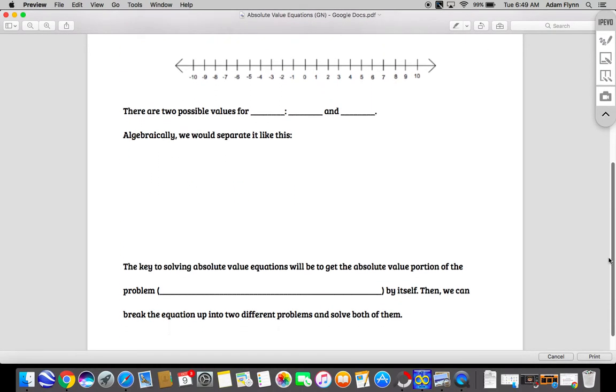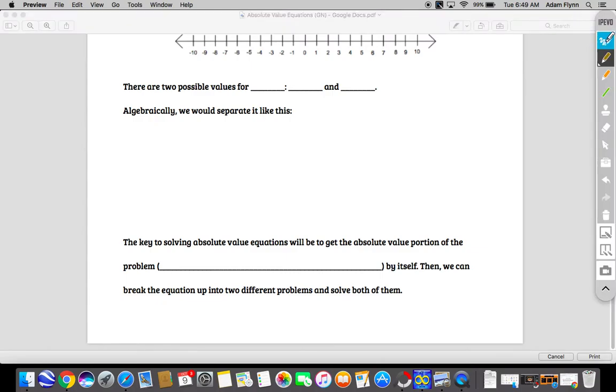So let's take a look at what I would be looking for algebraically. In doing these problems, we would get the absolute value portion of the equation by itself, and then I would rewrite it. So I'll rewrite absolute value of x equals 4. And now I'm going to split it up. So over here to the left, we just said x could be 4. And over here to the right, we said x could also be negative 4.